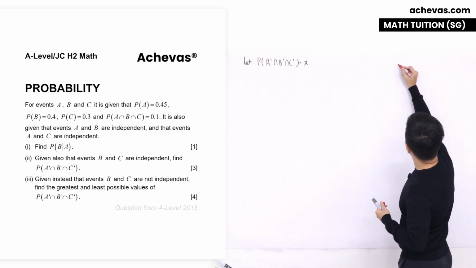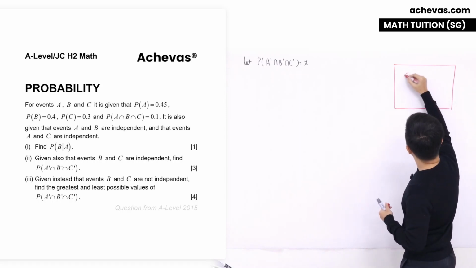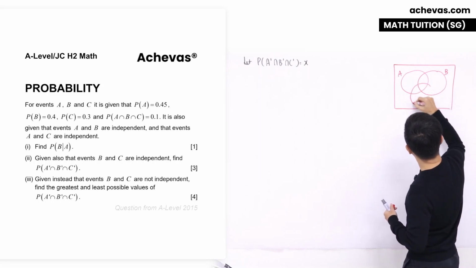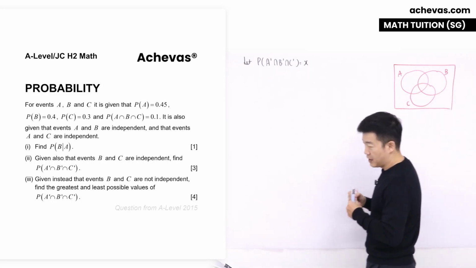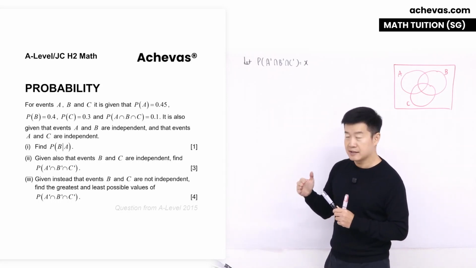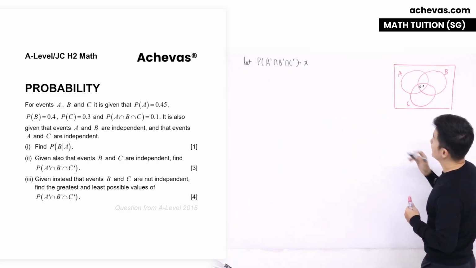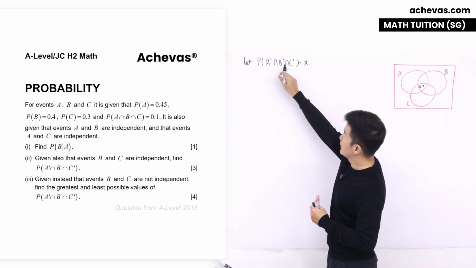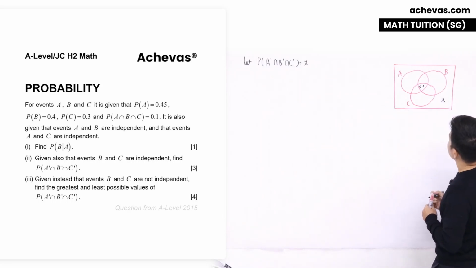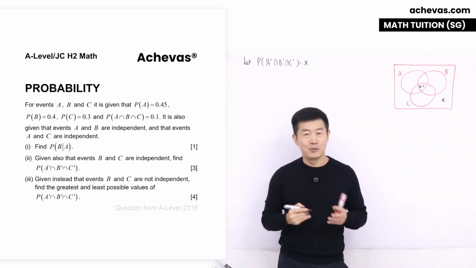So let me draw a generic Venn diagram for events A, B, C. Let's say here we have A, here we have B, and this shall be C. According to the question, the probability of A intersect B intersect C is equal to 0.1. So here is 0.1. And the region that is outside A, outside B and outside C is X. So here will be X. Let's try to fill in as many regions as possible that are related to X.